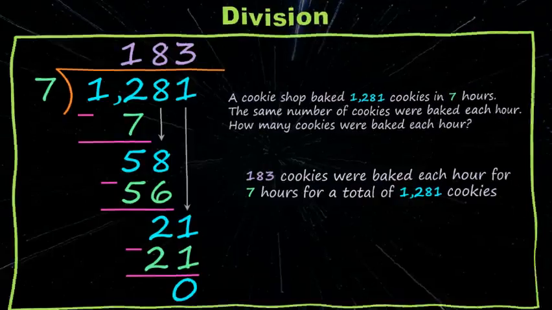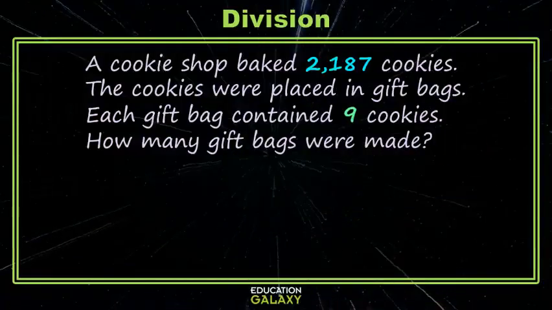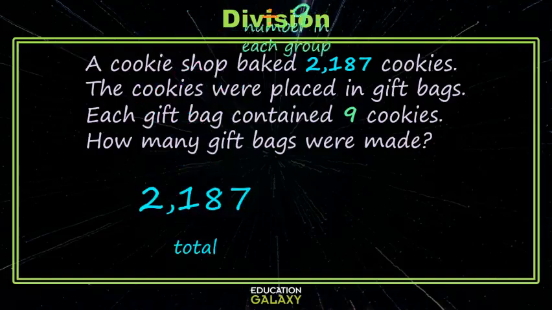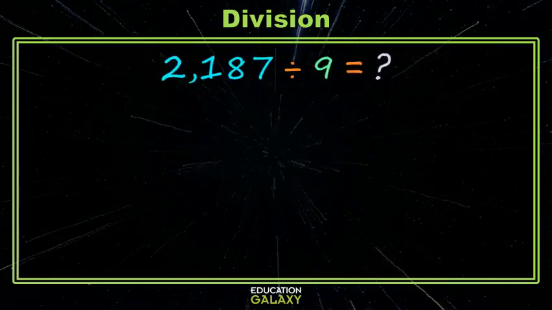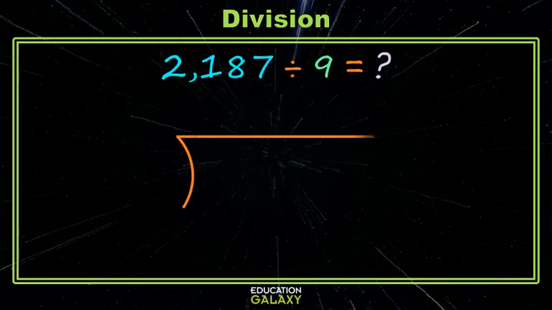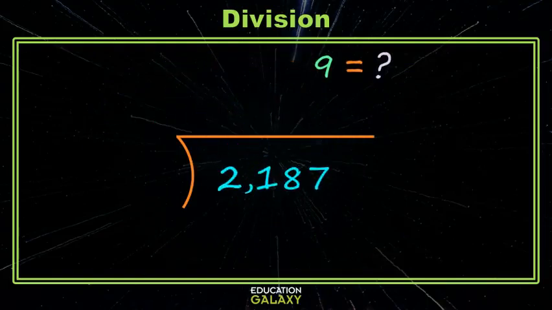I do. Great. This time we've baked 2,187 cookies, and we're putting them into gift bags, and we're told the number going into each bag. We want to know how many gift bags were made. So we start with a total, and then we're separating it into groups of the same size, and we want to know how many groups we're making. So let's set up our division. We put our division sign with our total underneath and the number we're dividing by on the outside.